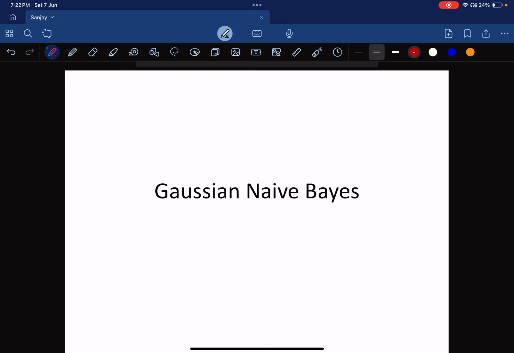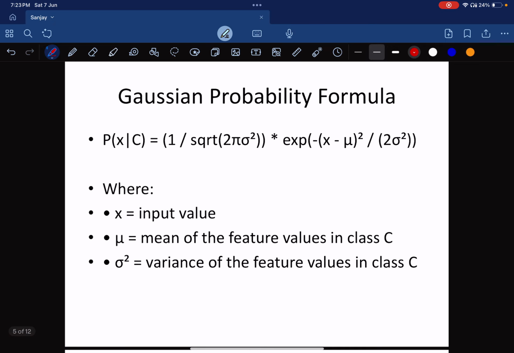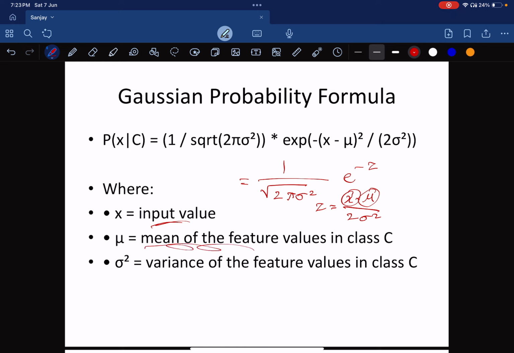The Gaussian Naive Bayes algorithm works on continuous data, as I told, and it assumes that each feature in the dataset separately follows the normal distribution. This is the probability formula we use to predict the values. Let me rewrite this equation mathematically: 1 over the square root of 2 pi variance, times e to the power minus z, where z equals (x minus mean) squared divided by 2 times variance, where x is the input, mu is the mean of the feature, and this is the variance of that feature in that class.